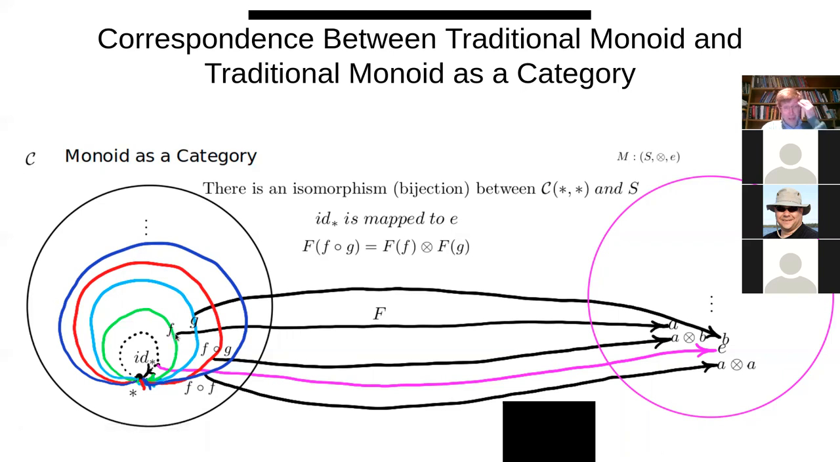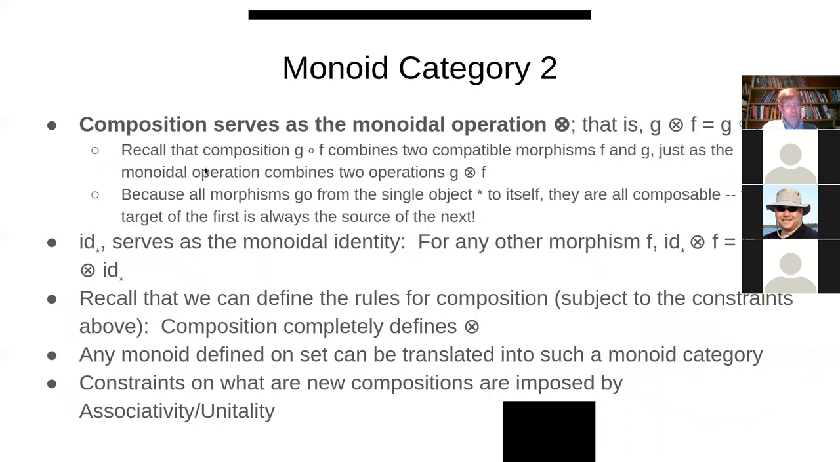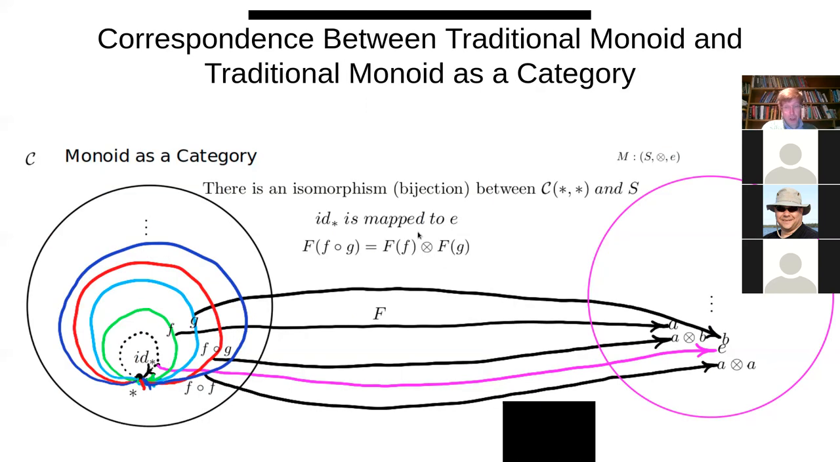A given morphism in the monoid as a category, say F, maps to a particular element of S, which I've called A and B here, for example. So F might be A, and maybe G is B. Now, what we have further is that composition serves as the monoidal operation. So what's a monoidal operation over here, like A tensor product B, corresponds to F and G. Here we have F being A, G being B. And so F composition with G, F after G, goes into A tensor B over here.